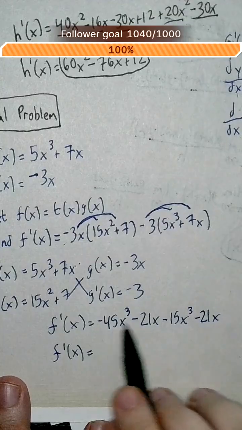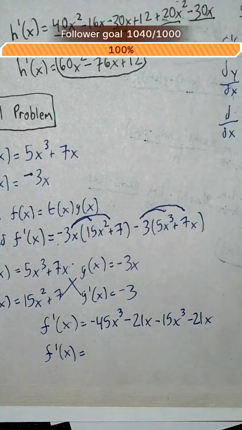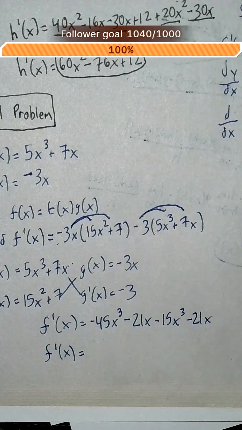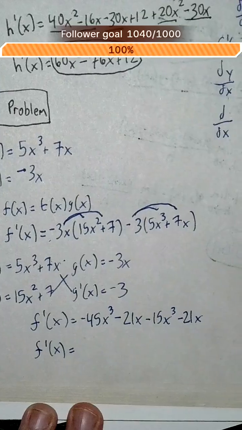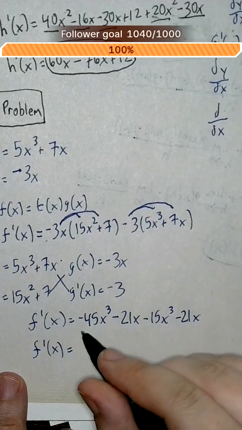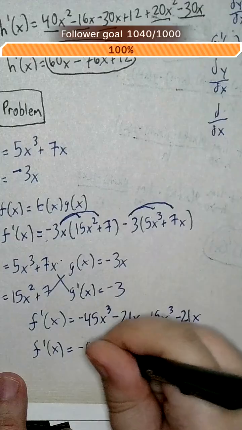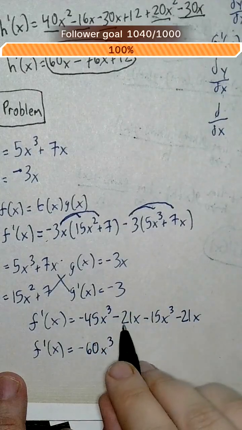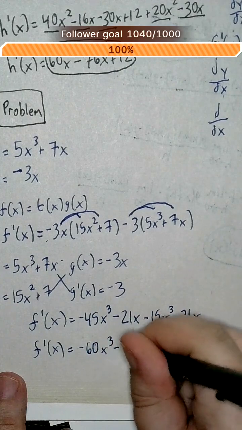What would this simplify to? Michael says 60x cubed minus 42x. Clinton says negative 60x cubed minus 42x. Doll says negative 60x cubed minus 22x. It's 42. There you go. So negative 45 minus 15 is negative 60x cubed, and negative 21x minus 21x gives me negative 42x.